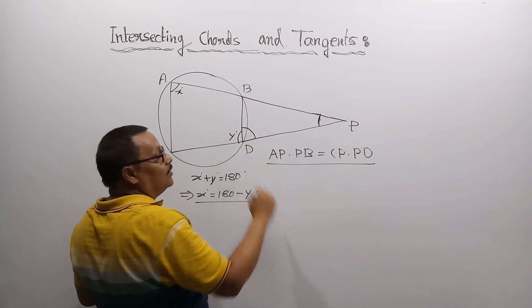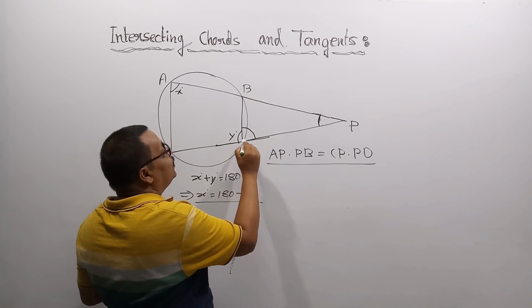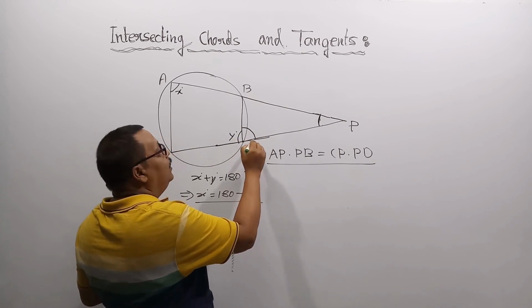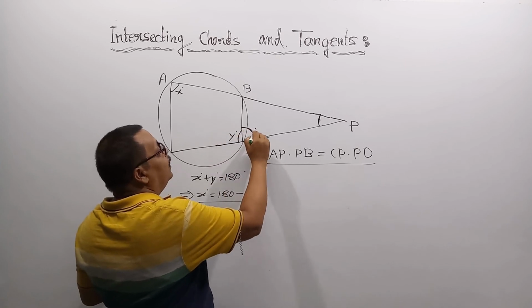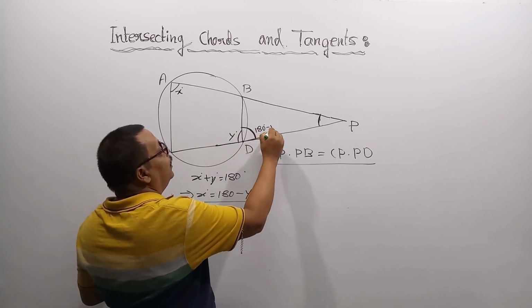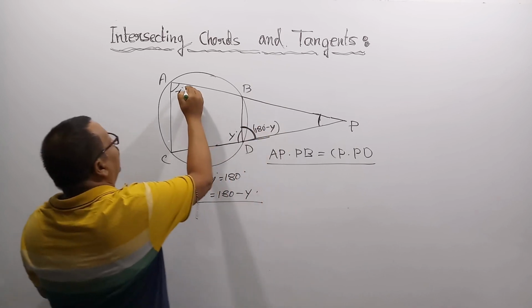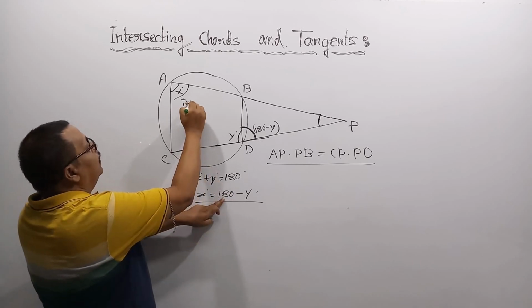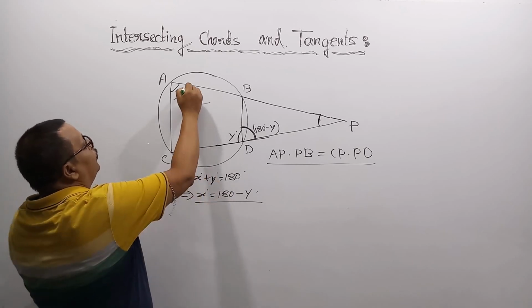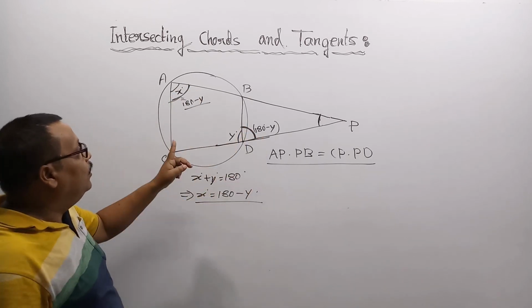What is the value of this angle? Since it is a straight angle at D, straight angle. So what is the total? 180. This portion is y degree. For this part, 180 minus y. Right? So this angle is 180 minus y. And this angle, this x, equal to what? You got 180 minus y. Therefore, this angle equal to what? This angle.